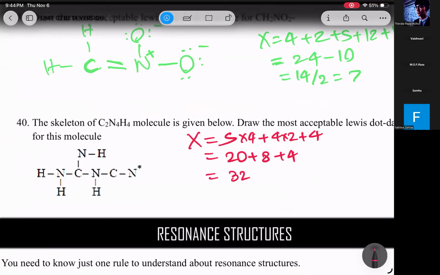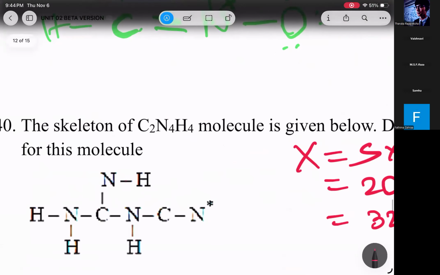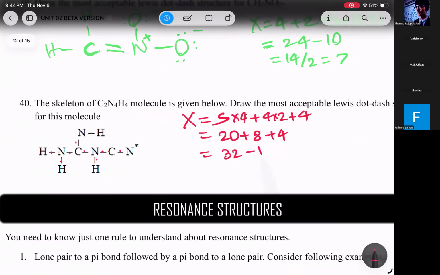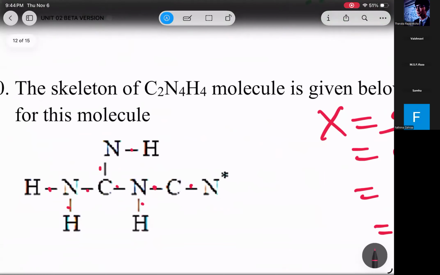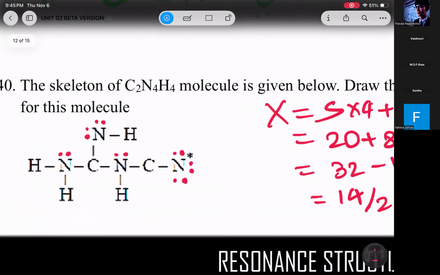32 electrons are there. So you subtract the number of bonds 1, 2, 3, 4, 5, 6, 7, 8, 9. 9 into 2 is 18. So 32 minus 18 is 14. 14 divided by 2 is 7. Now you put the electrons. First you give to the terminal atoms. 1, 2, 3, 4, 5, 6, 7. That's it. I can give to the nitrogen.